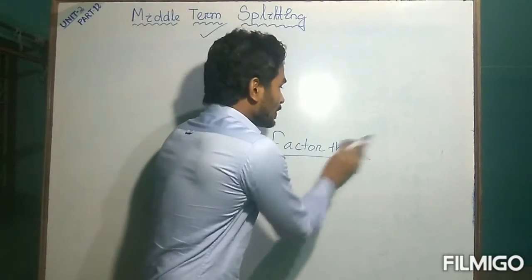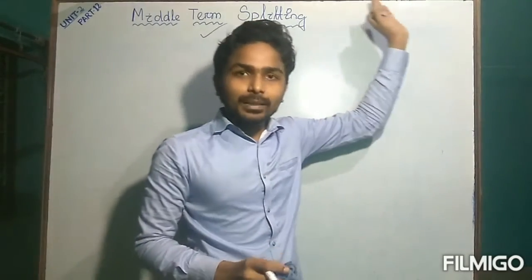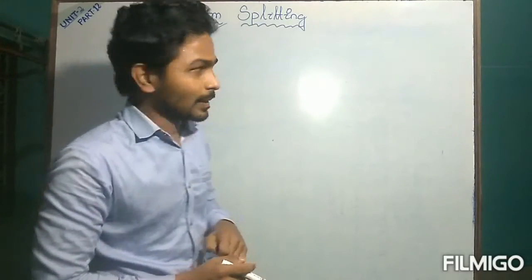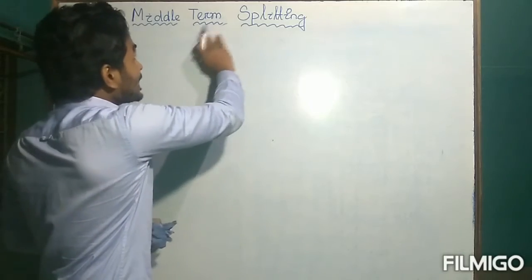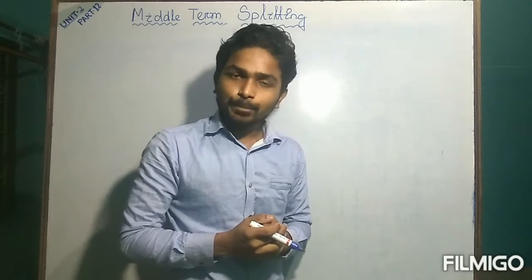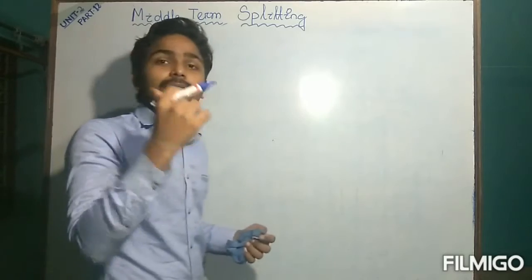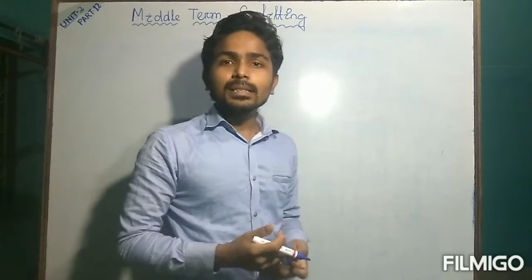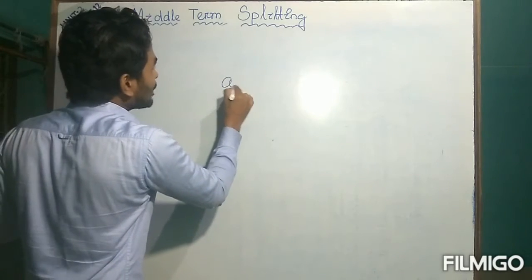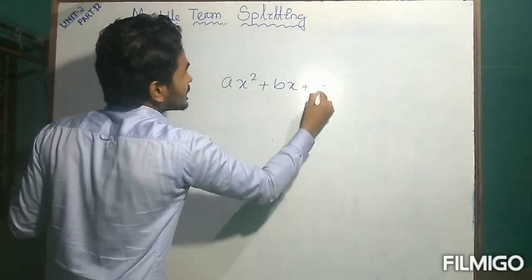In this class we will study what the middle term splitting method is and how we can factorize a quadratic polynomial using it. Before starting, we need some idea about middle term splitting and quadratic polynomials. Keep in mind, a quadratic polynomial means its degree is 2, and any quadratic polynomial can be written in the form ax square plus bx plus c.